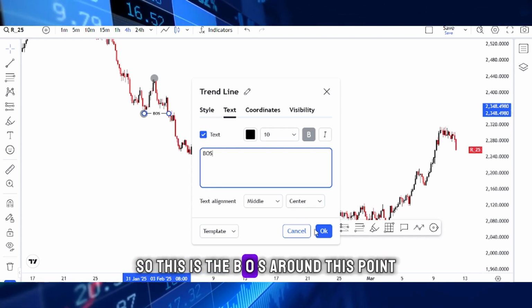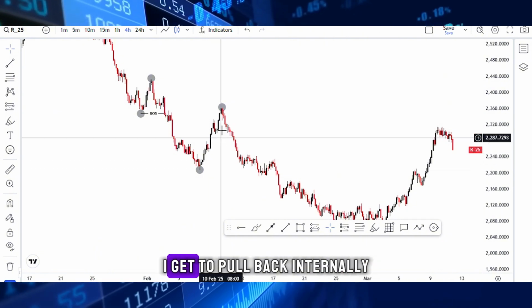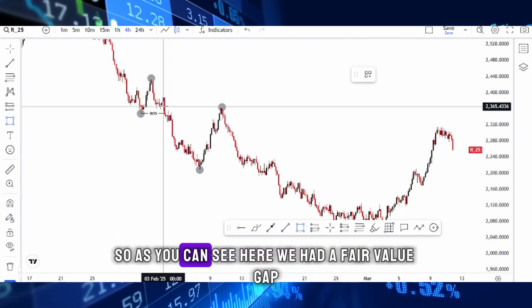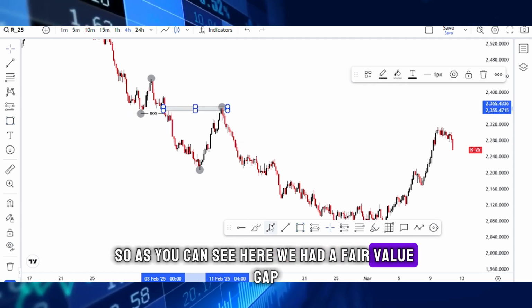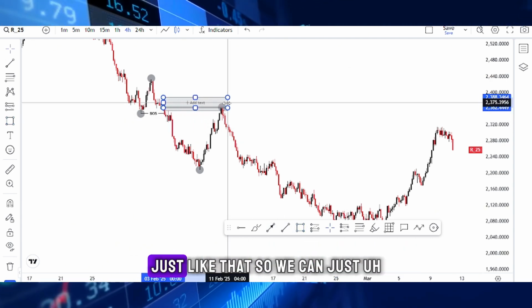So this is the BOS around this point. Then after having the BOS, we expect the market to pull back internally to tap into areas of value. So as you can see here, we had a fair value gap, then we also had a supply area at the top, just like that.